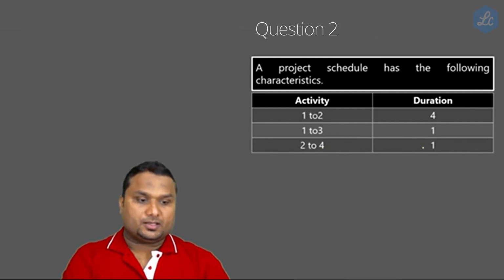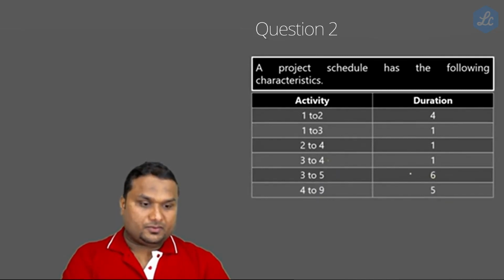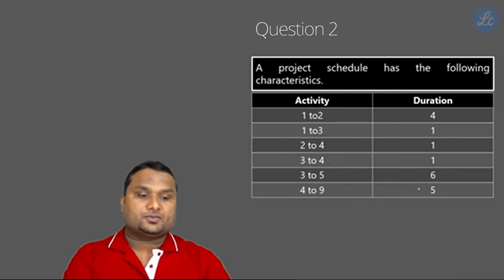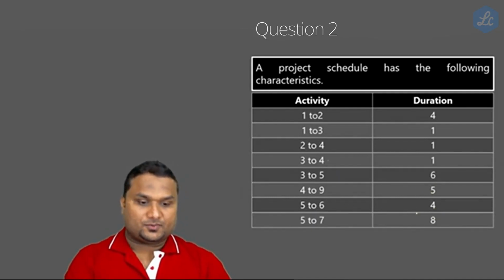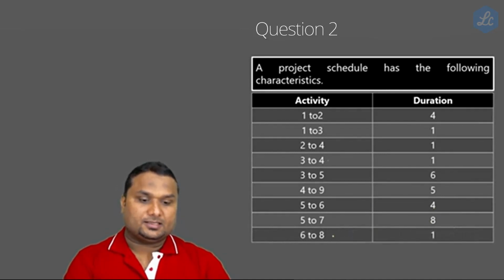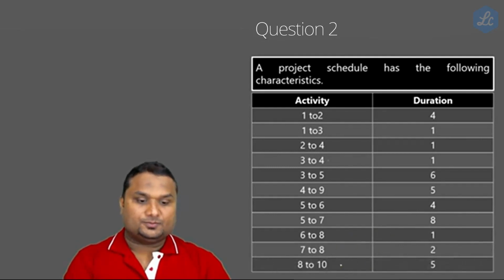3 to 4, it is 1. 3 to 5, it is 6. 4 to 9, it is 5. 5 to 6, it is 4. 5 to 7, it is 8. 6 to 8, it is 1. 7 to 8, it is 2. 8 to 10, it is 5. And lastly, 9 to 10, it is 7.